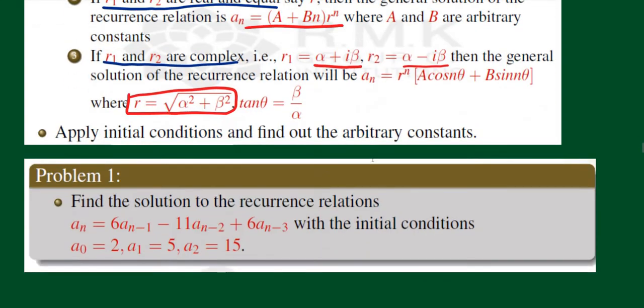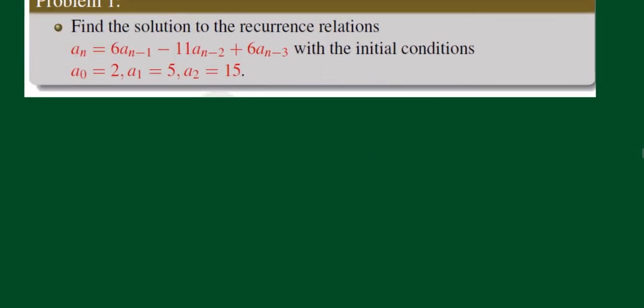Now we'll go for the problem. The first problem is: find the solution to the recurrence relation. The recurrence relation is mentioned here, with the initial conditions a0 is equal to 2, a1 equal to 5, and a2 equal to 15. So these are the initial conditions you have. Okay, so first I will start the problem.